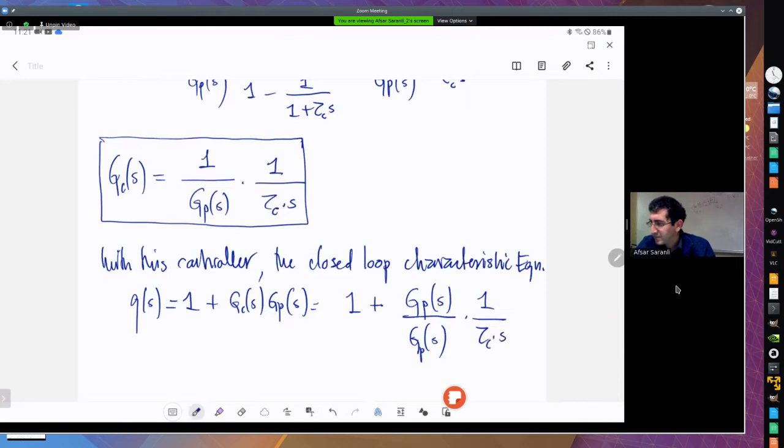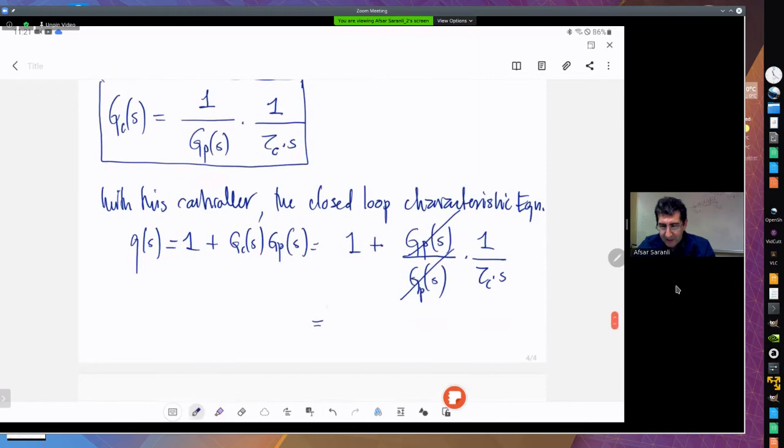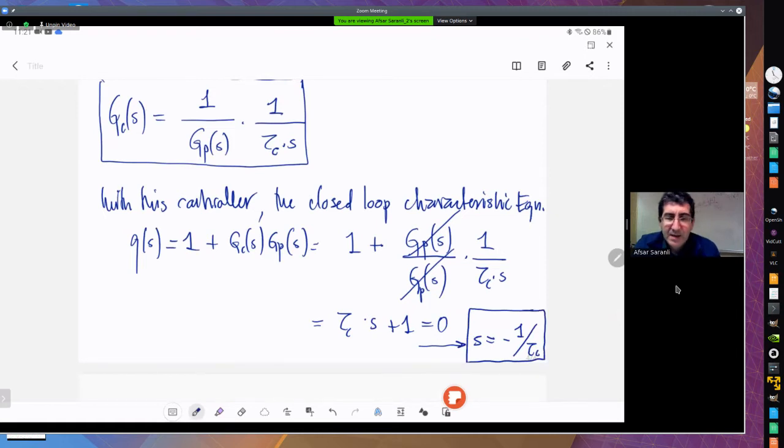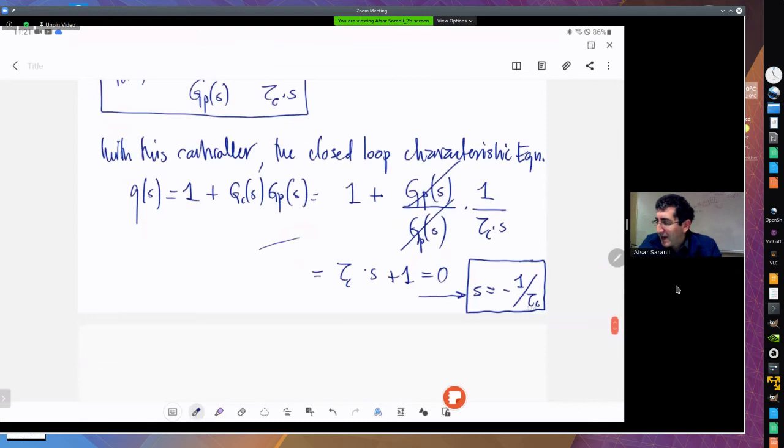Tau CS. So you see that there is a cancellation occurring here, so that you have tau CS plus 1 is equal to 0, and that gives us the single pole of the system, which is minus 1 over tau C. Okay, this is in fact the design criteria, right? We started from this pole, and this is just to verify that we obtained this pole, but again, mathematically ideal operation is happening here, right?